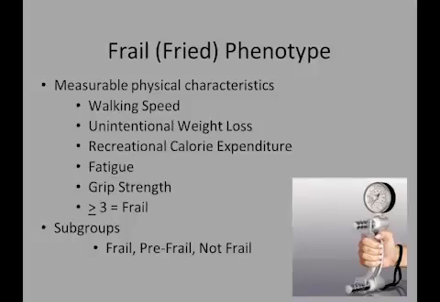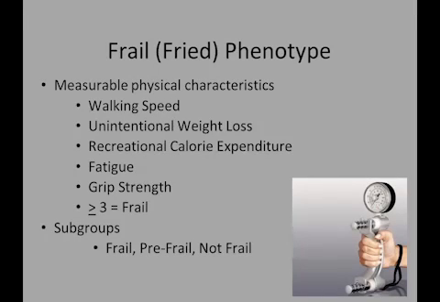So the frail phenotype is a measured physical characteristics that look at 5 criteria to determine frailty. So it's walking speed, unintended weight loss, recreational calorie expenditure, fatigue, and grip strength. And there is normative data for walking speed, normative data for grip strength, based off of gender and size and such. And if they meet that criteria for that specific category, so for walking speed, then there's a point given. And the nice thing about this is that it gives a frail, pre-frail, and robust categories. And the frail group is if they qualify by 3 or more of these categories. Pre-frail is 1 or 2 of these categories, and the robust or non-frail are if they trigger on none of these categories.